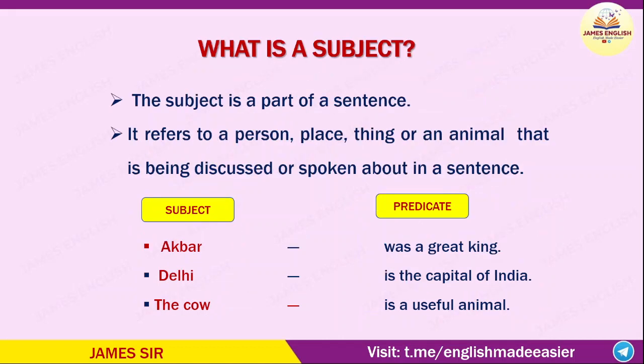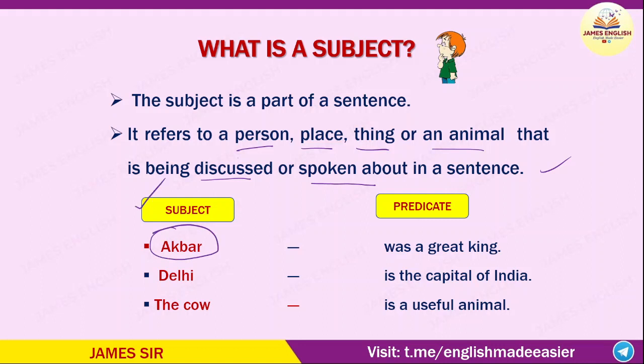Then now, what is a subject? The subject is a part of a sentence. It refers to a person, place, thing or animal that is being discussed or spoken about in a sentence. Very important definition. For example, Akbar was a great king. Here we are talking about Akbar, so Akbar is said to be the subject.